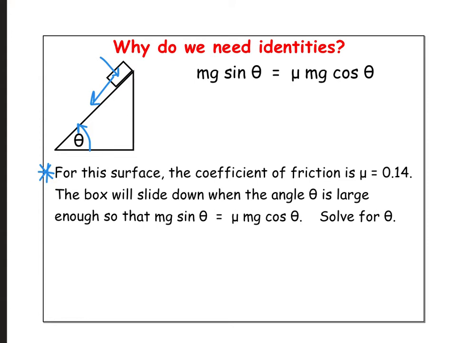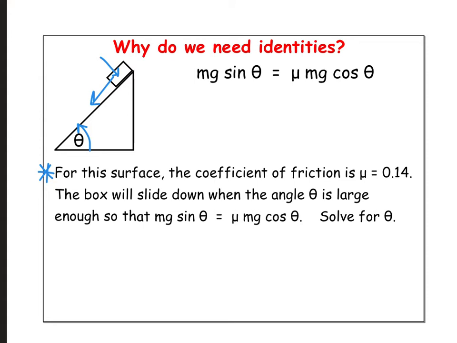So the box will slide down when the angle theta is large enough so that m times g, the mass of the box times gravity, times sine theta equals the coefficient of friction times mass, gravity, cosine theta. Again, this is more of a physics example. I'm just using it to introduce why an identity is going to be helpful. So don't worry if the m and the g don't ring a bell.